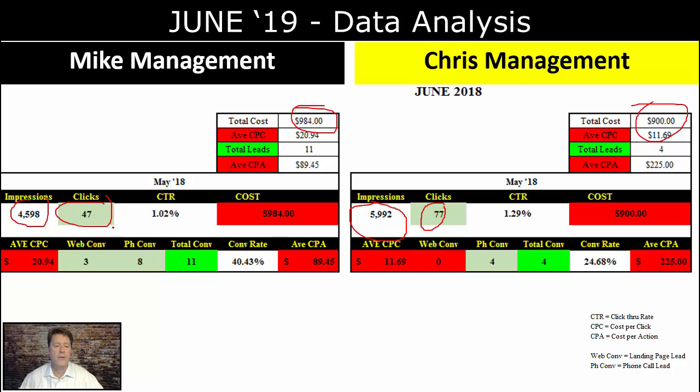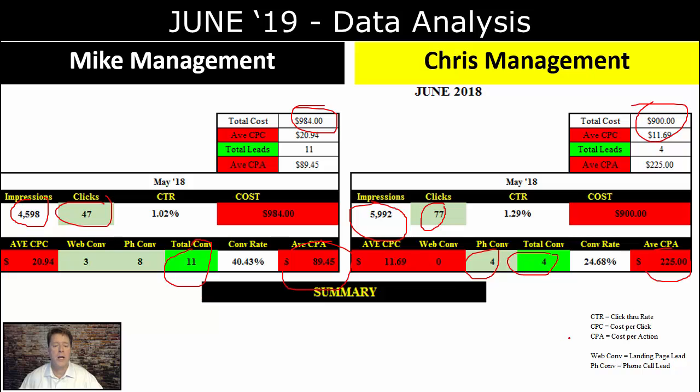But here's the difference, is we actually got 11 conversions. 3 people filled out the form, and 8 people actually picked up the phone and called you, where you actually only got 4 phone calls for a total of 4 conversions. So while the average cost per action for us was $89.45, yours was $225.